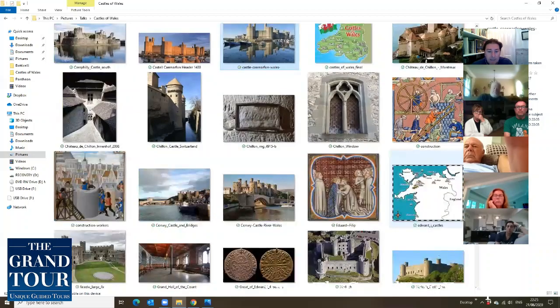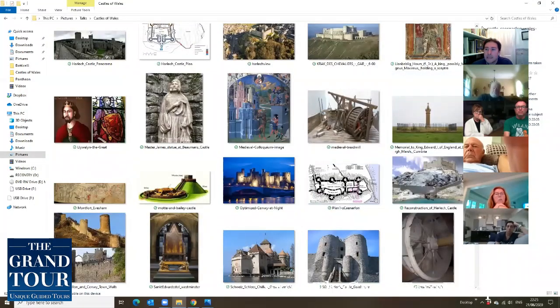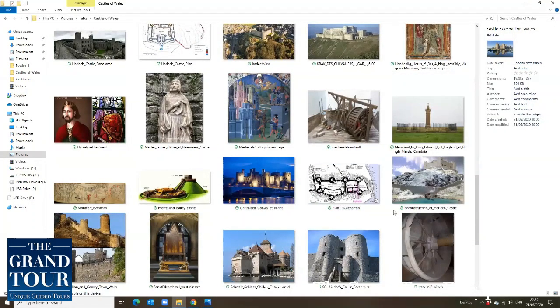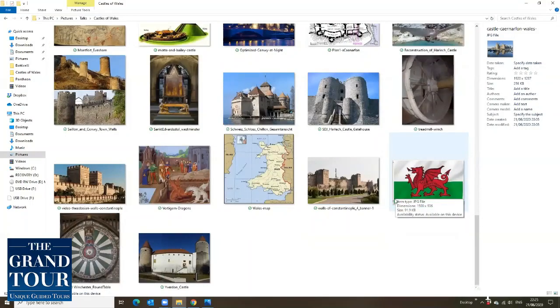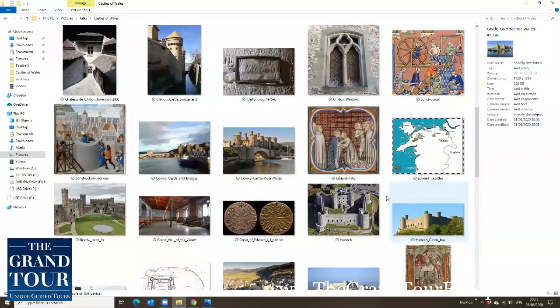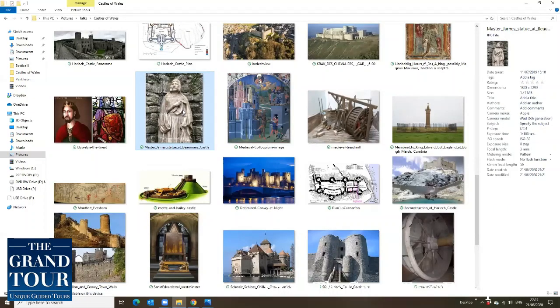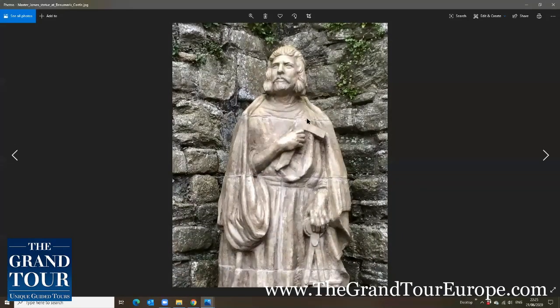built using medieval technology, but with some inventions that are due to the master who built them, James of St. George, who was a French architect. You can see this is the statue, Beaumaris Castle, and yes, the tools of the builder.